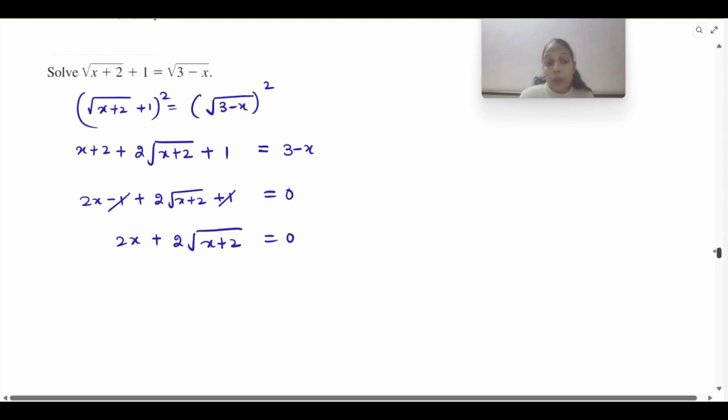I subtract 2x on both sides. Then I divide by 2. Okay. So here I divide by 2. Then I square both sides.